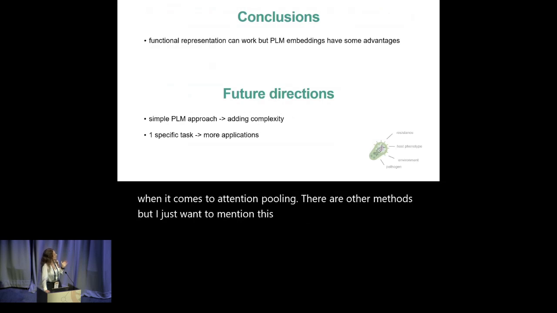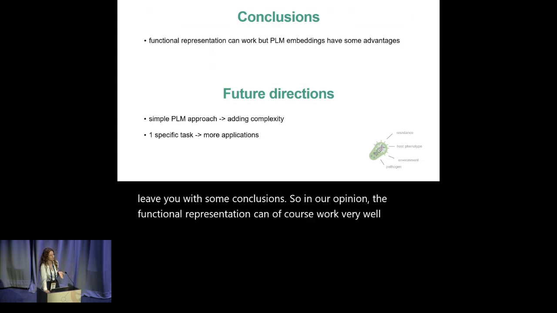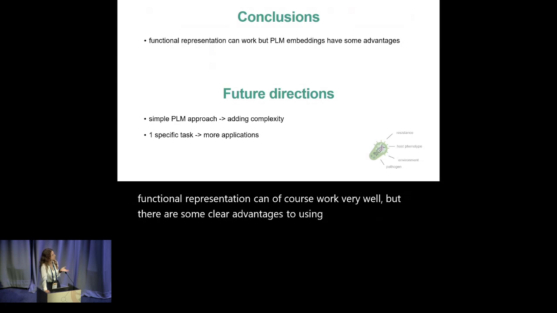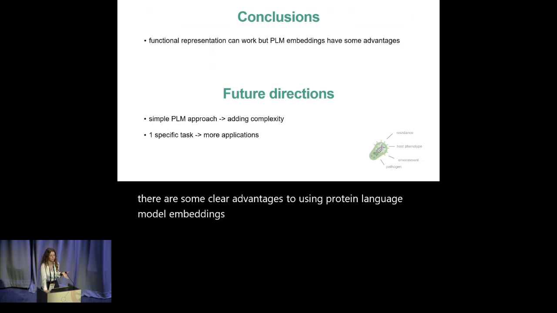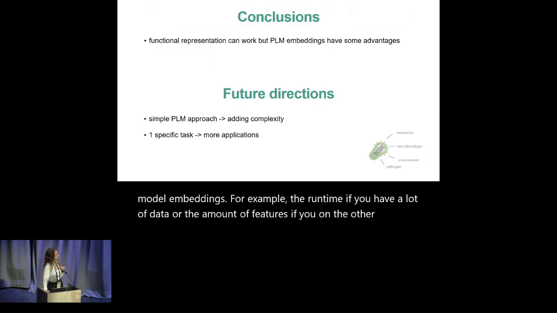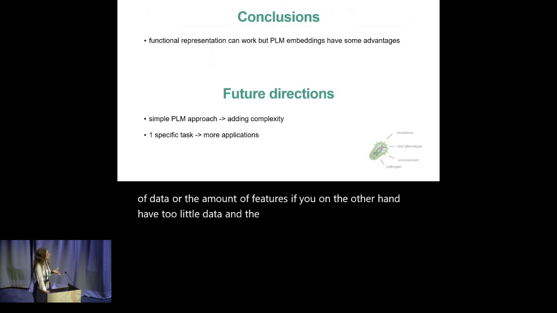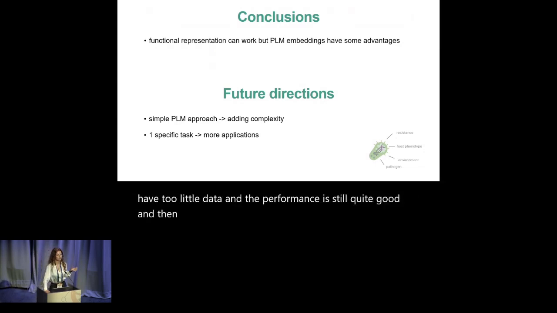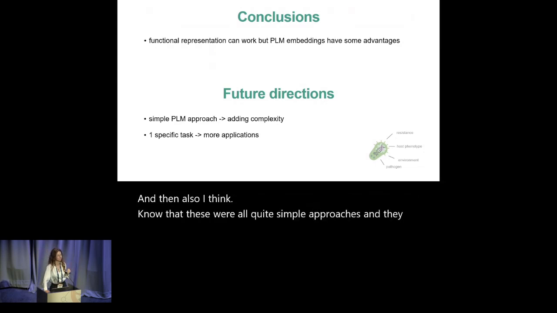And with that, I want to leave you with some conclusions. So in our opinion, the functional representation can, of course, work very well, but there are some clear advantages to using protein language model embeddings. For example, the runtime, if you have a lot of data, or the amount of features, if you, on the other hand, have too little data, and the performance is still quite good. And then also, I think it's important to note that these are all quite simple approaches, and I think the performance can still be much improved.